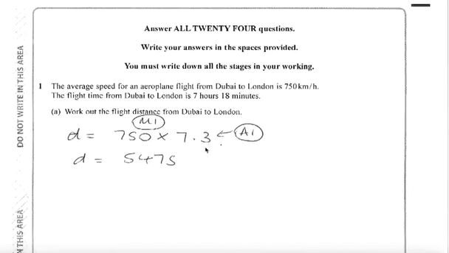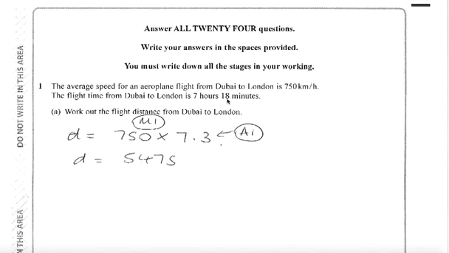Question 1. The difficulty with this question is turning 7 hours 18 minutes into a number that's decimal. So either we can do 7 hours, which is 7 times 60, 420, plus 18 is 438 minutes. And then we can divide that by 60, which will give you 7.3 hours. So 750 times 7.3 is equal to 5475.